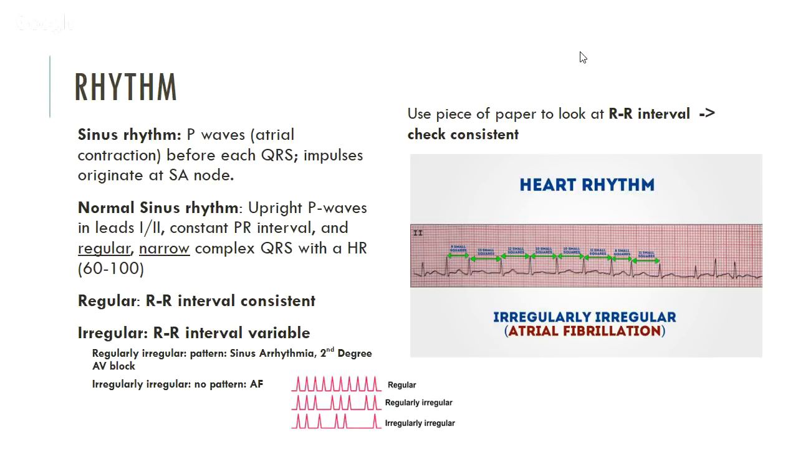All right, so the rhythm. So I'm sure we've all heard of sinus rhythm. So all that means is that P waves are before each QRS and that the impulses start at the SA node.